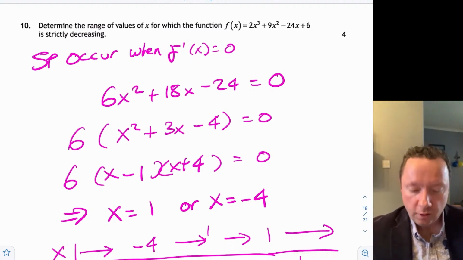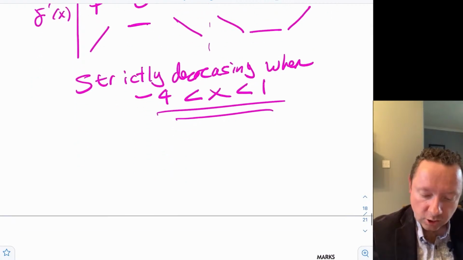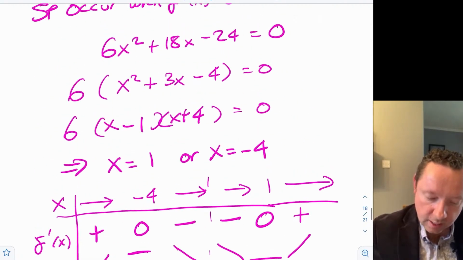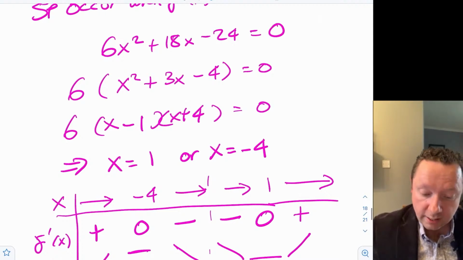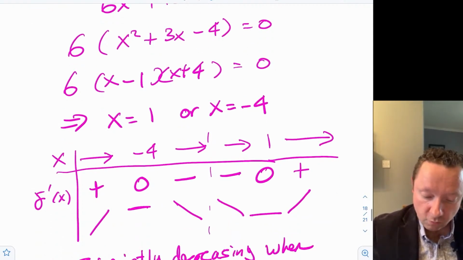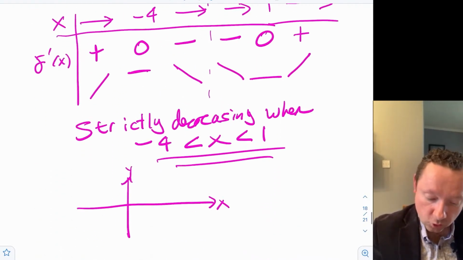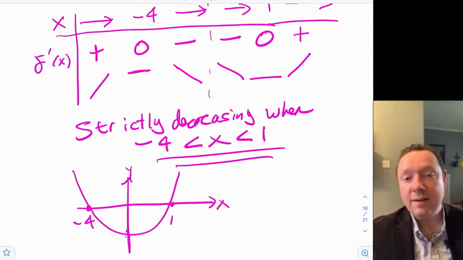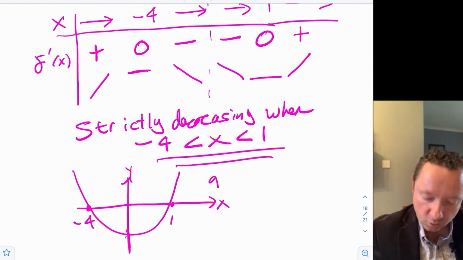Now, if we move on to the other way, we could look at just the graph. So graph of the derivative, we know the derivative is a quadratic with stationary points at 1 and -4, and it's a normal quadratic there. So same idea. That's the graph of the derivative. That's the graph of f dash x.